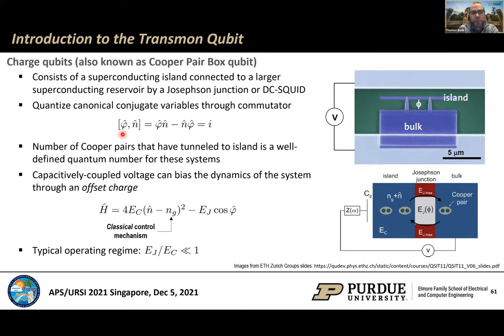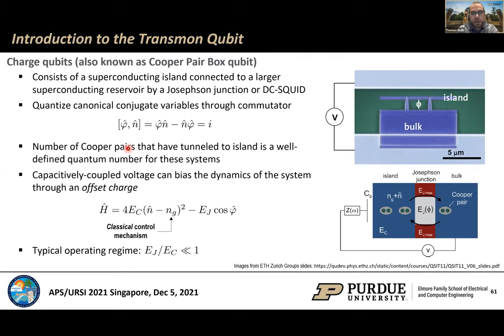And so what ends up happening is these canonical conjugate variables within this Hamiltonian mechanics framework for the qubit, for the Josephson junction, are just that phase difference and this number operator, or this charge operator, and they have this canonical commutation relation. And this allows us to quantize the system. Again, we can start talking about the actual discrete number of Cooper pairs that have tunneled onto this island, which would be eigenstates of this N operator.